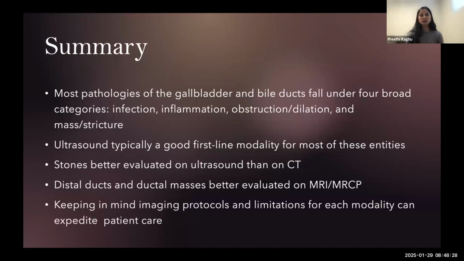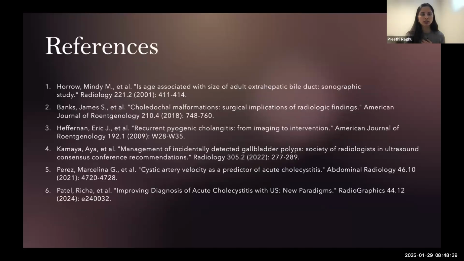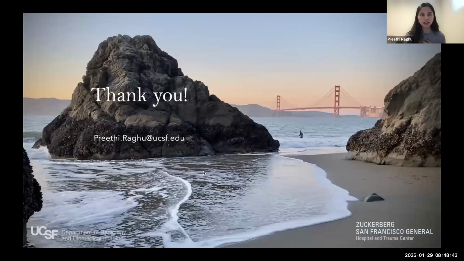And then those imaging protocols and limitations can also help you decide if you're between modalities and also can help expedite care for the patient. And these are some of those references. And that is all I had.